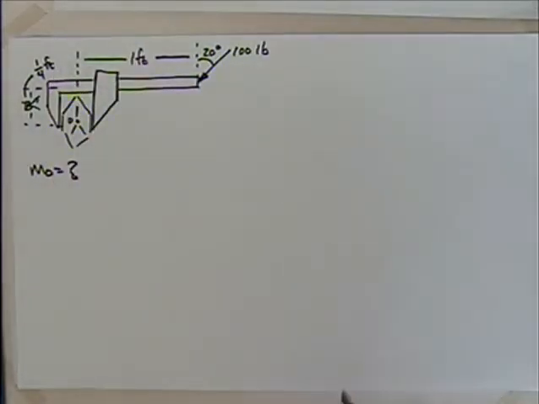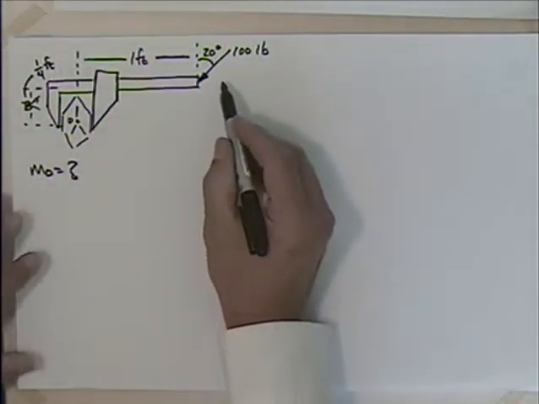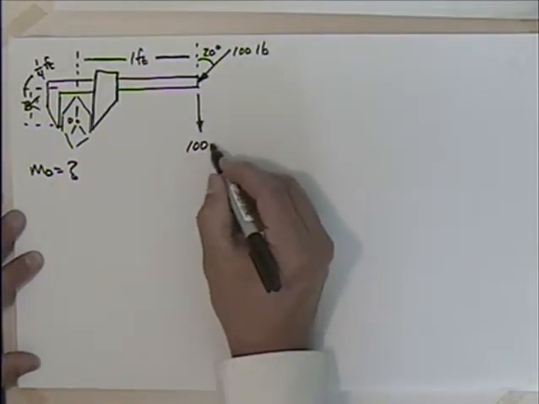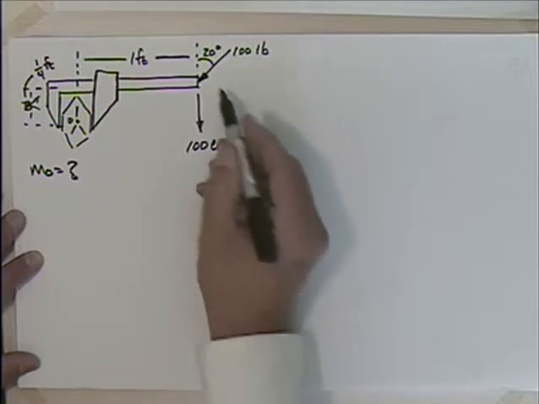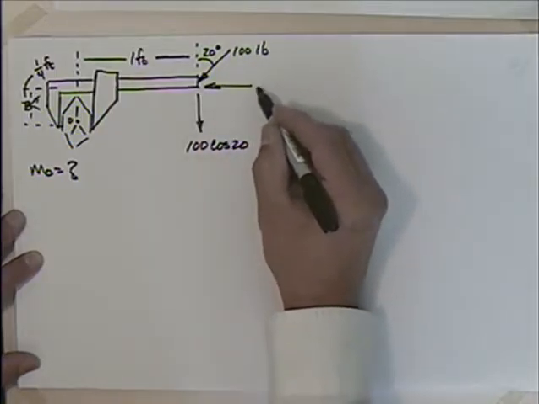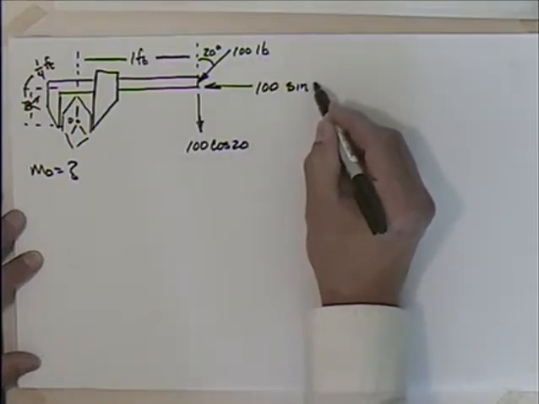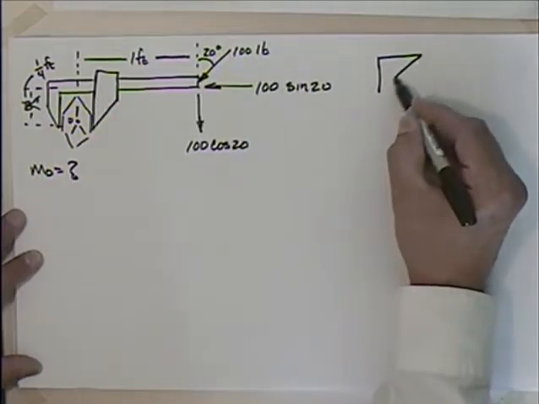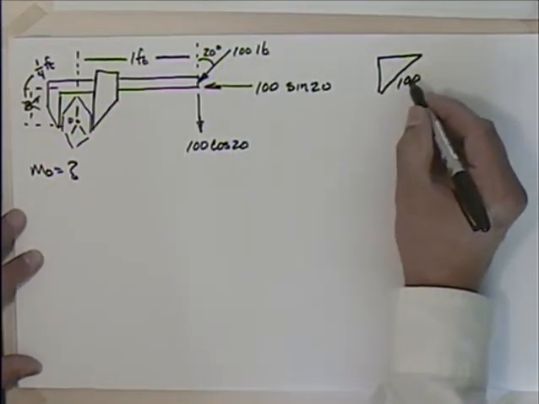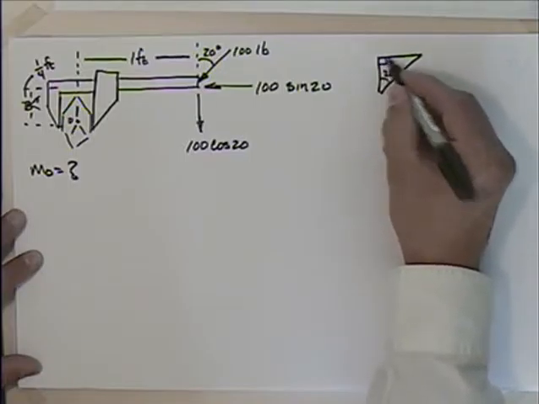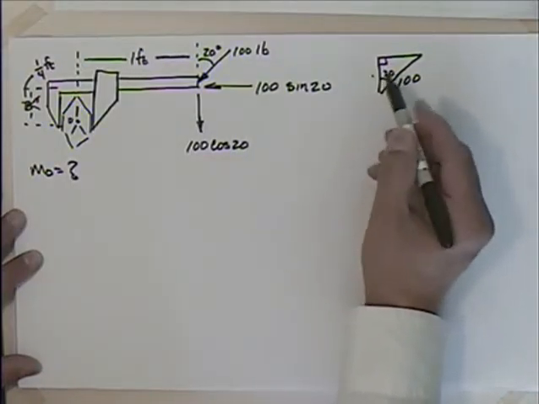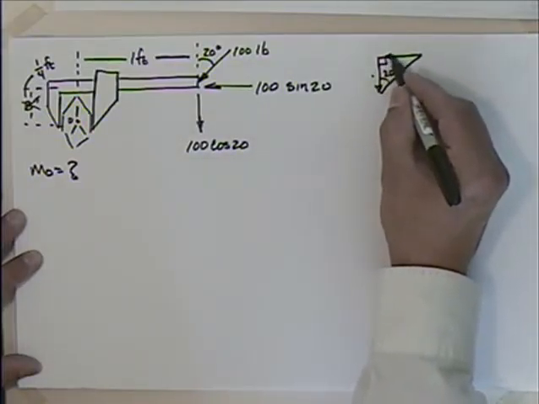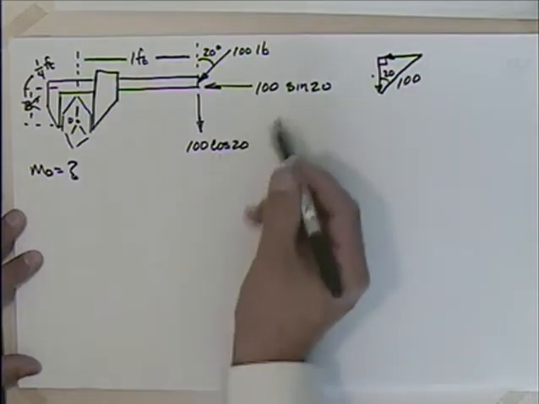Okay. And then what I'm going to do is break this up. I'm going to say that this force would be 100 times the cosine of 20, and this one would be 100 times the sine of 20. Is that right? I'm just looking at a right triangle here. I've got the hypotenuse, that's 100. And this angle in here is 20. This is a right angle. Yep, this is going to be cosine right there, 100 cosine 20. That's this piece. And this piece here would be the 100 sine 20.